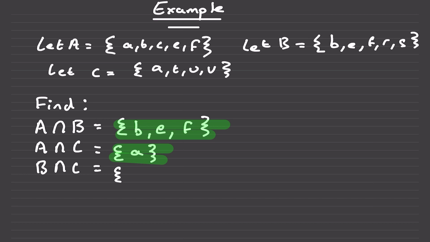Okay, now we know how to define the intersection between two sets. What if we had more than two sets? For example, three sets. So instead of A and B, we might have A, B, C.